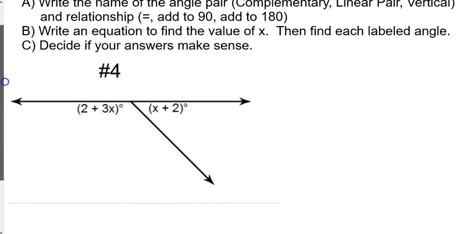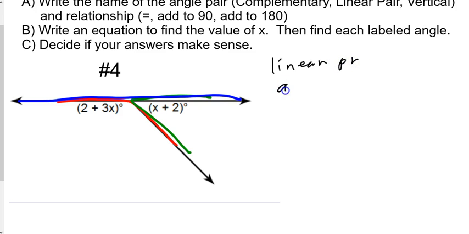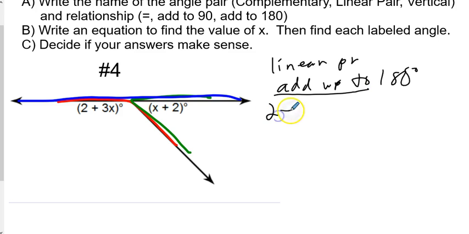Number 4, same concept here. Okay? We have this angle here. We have this angle here. What are they forming? A straight line. So, we have a linear pair that add up to 180. Again, must have this. And now we just do the math. 2 plus 3x plus x plus 2 equals 180.